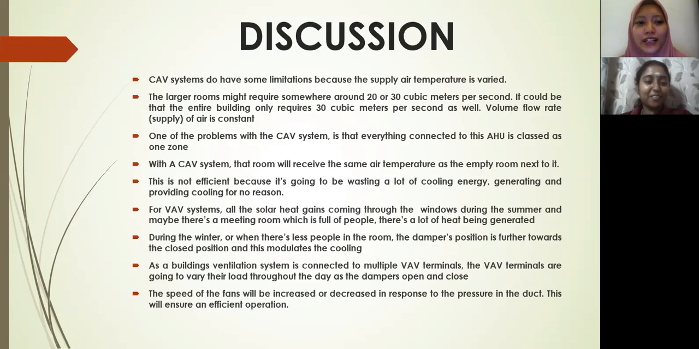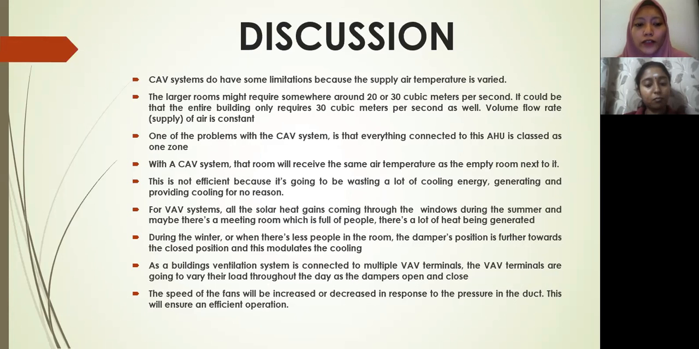For discussion, CAV systems do have some limitations because the supply air temperature is varied. The larger room might require somewhere around 20 or 30 cubic meters per second. It could be that the entire building only requires 30 cubic meters per second as well. So the volume flow rate of supply air is constant. One of the problems with the CAV system is that everything connected to this AHU is classed as one zone. With a CAV system, that room will receive the same air temperature as the empty room next to it. This is not efficient because it is going to be wasting a lot of cooling energy, generating and providing cooling for no reason.